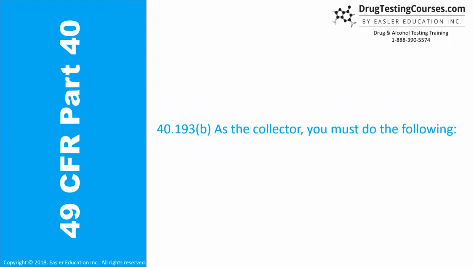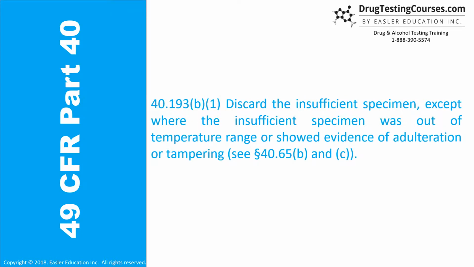40.193(b). As the collector, you must do the following. (40.193(b)(1)). Discard the insufficient specimen, except where the insufficient specimen was out of temperature range or showed evidence of adulteration or tampering. See Section 40.65(b) and (c).